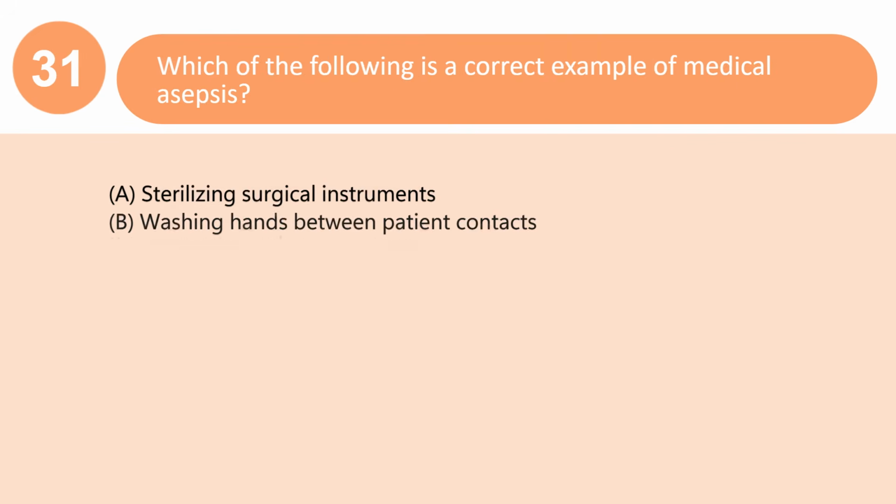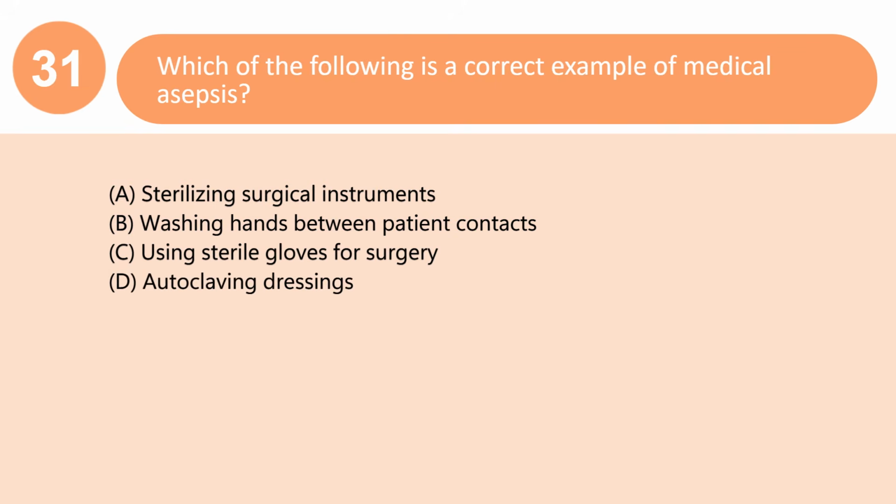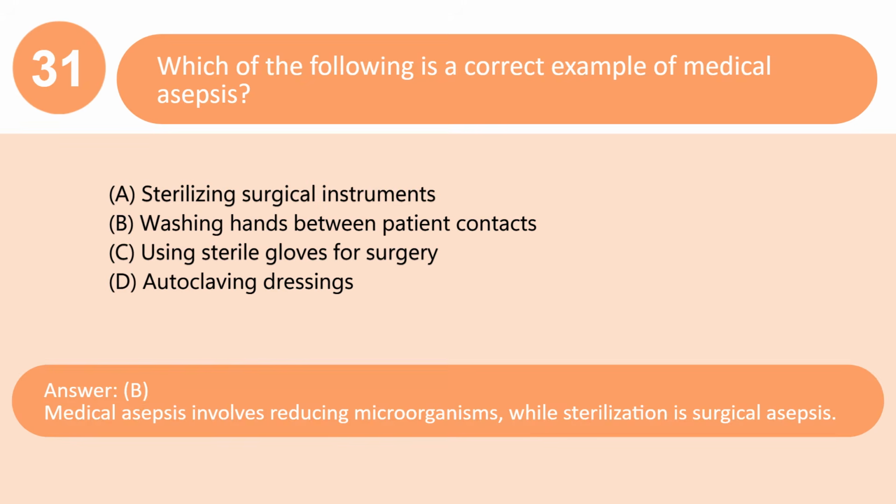Which of the following is a correct example of medical asepsis? A. Sterilizing surgical instruments, B. Washing hands between patient contacts, C. Using sterile gloves for surgery, D. Autoclaving dressings. Answer: B. Medical asepsis involves reducing microorganisms, while sterilization is surgical asepsis.